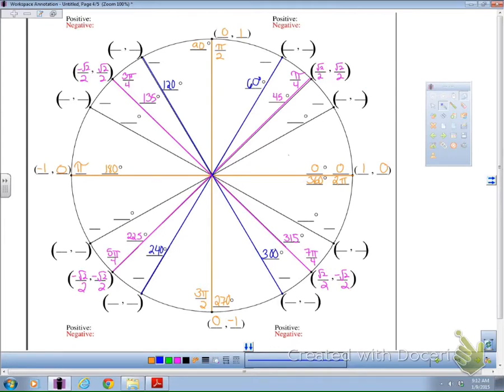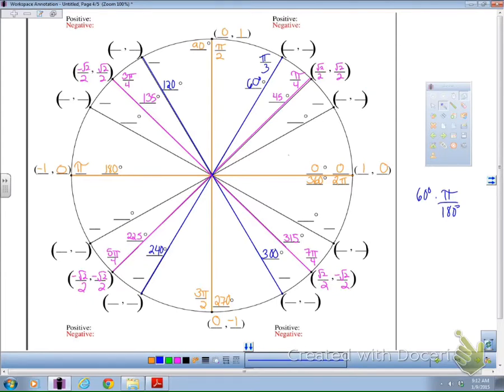Okie doke. What is 60 degrees in radians? Well, let's think. 60 degrees times pi over 180. What is it? 1/3 of it. Yeah, pi over 3, right? So this is pi over 3. And just like the pi over 4s, we're just going to count around.